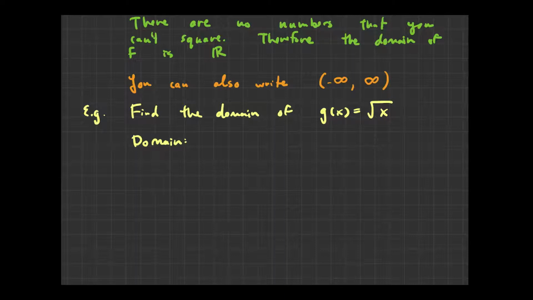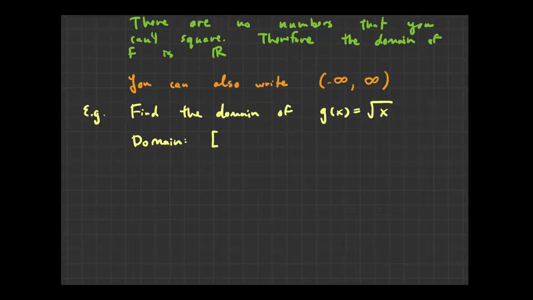Okay, let's remember what a square root is. The square root of x is going to be some number y, where y squared is equal to x. Is there a number that we can square to get 0? Yeah, 0. So in this case, 0 is allowed. So I'm going to start off by writing this in interval notation.